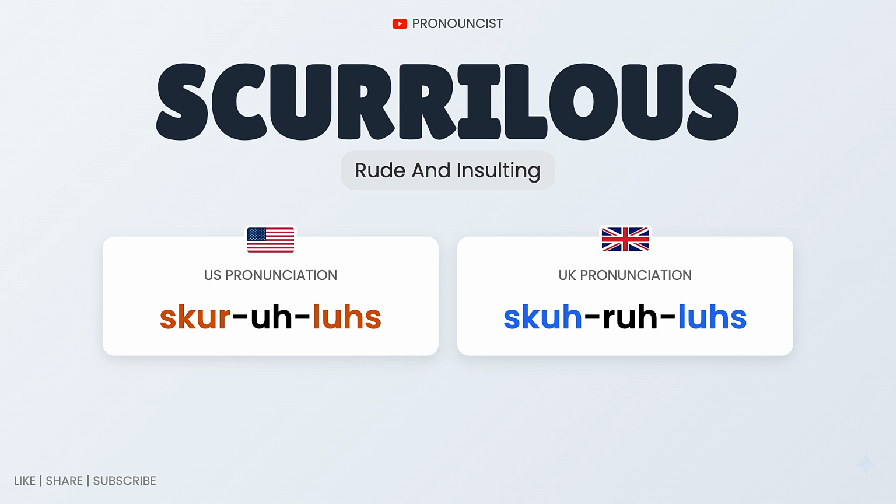Scurrilous. Now, read the syllables of British pronunciation shown on the screen naturally. Scurrilous. U.S. scur. UK sc. Then versus r. Practice repeatedly and you'll soon be able to say this word perfectly.